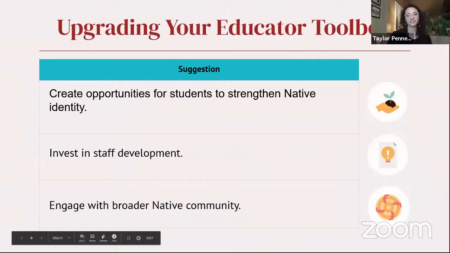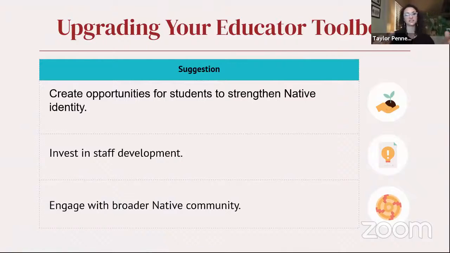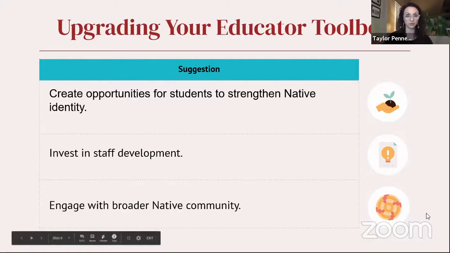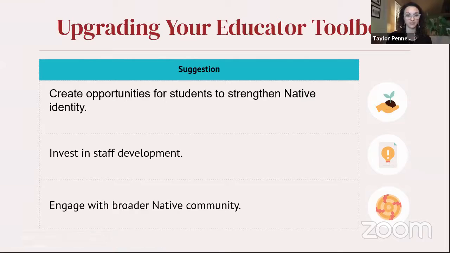And then in Upgrading Your Educator Toolbox, we go into each of these suggestions in immense detail and give you lots of specific ways that this might look in your school or classroom, but I really quickly want to give you an overview. So some of our suggestions are creating opportunities for students to strengthen their Native identity, investing in staff development so that staff feel comfortable doing this work, engaging and building a relationship with the broader Native community in which you teach, because if you don't know that they're there, I promise you that there is a Native community in the place that you live.